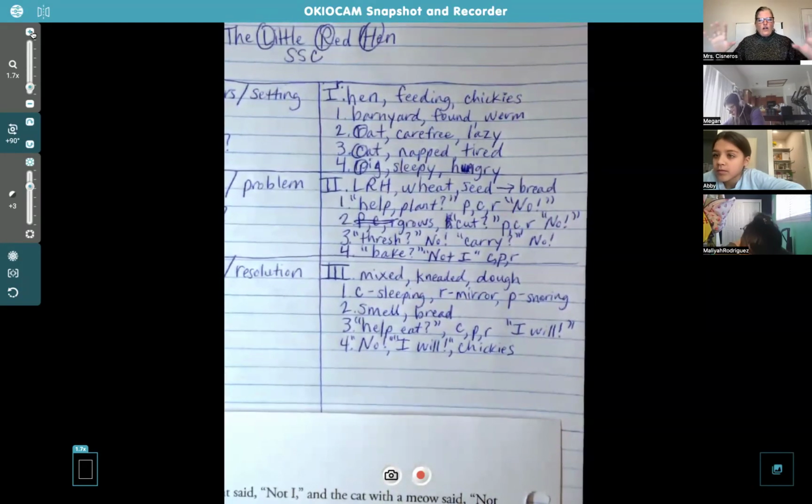You've got all of your key words for each one of your paragraphs. The first one talking about the characters and setting, the middle one talking about the conflict and the problem happening, and then the last one is how it got resolved, which basically she resolved it by baking the bread by herself and eating it with her chickies and not sharing it.